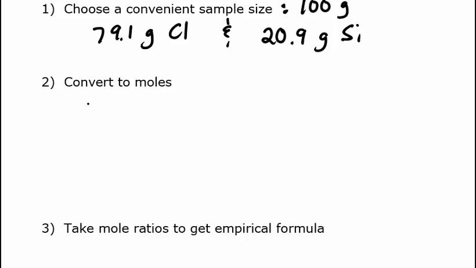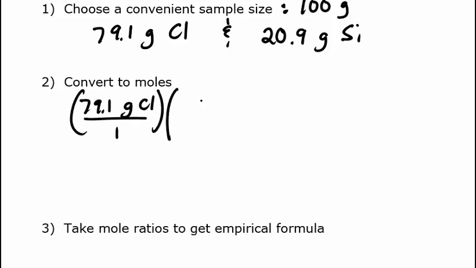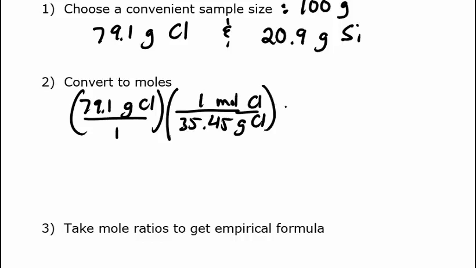So first we'll do the chlorine, 79.1 grams of chlorine, and the way to convert it to moles is to use its molar mass. The molar mass of chlorine, 35.45 grams per mole. That gives us 2.23 moles of chlorine in each 100 grams of compound.